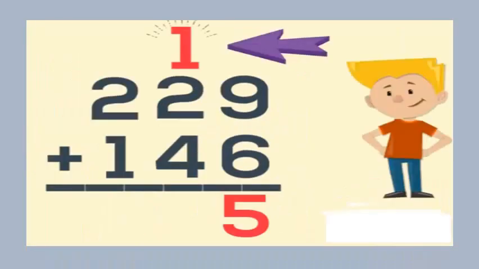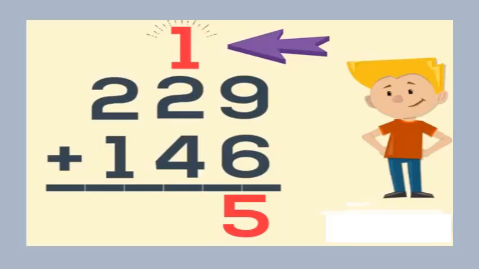So 15 is a two-digit number. That's why I cannot put them all under number 6. Under number 6, I just have to put the ones. 5 is the ones in 15, and I will move the 1 to the tens place value.